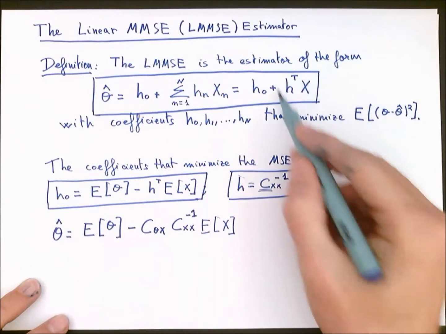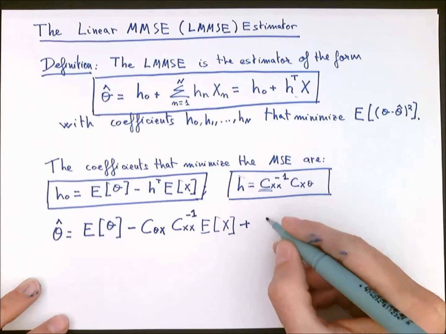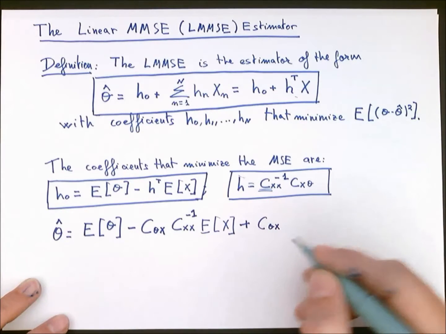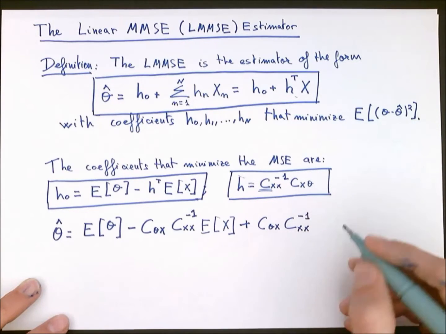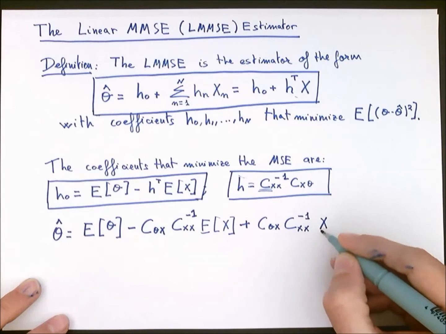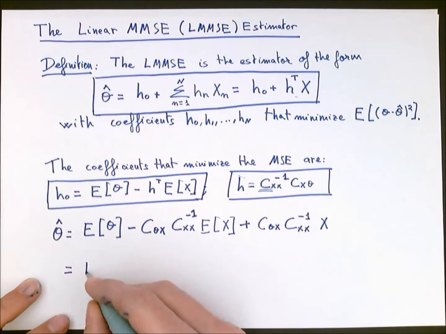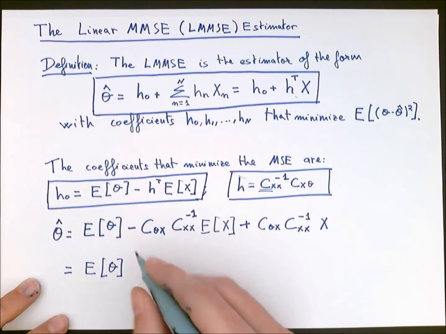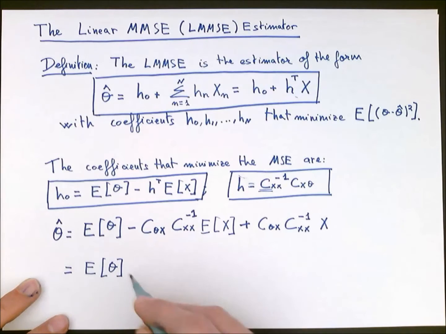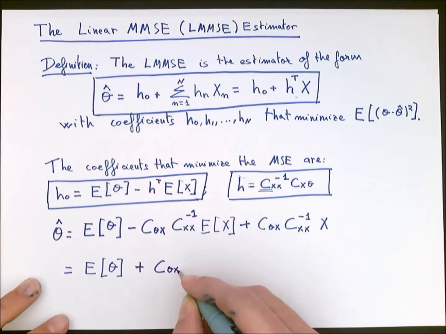And then for the other term, the term in which we have h transposed multiplying X, again, we get the covariance between theta and X. It's a covariance vector. The covariance matrix of X, which multiplies the vector of data. I can group terms here and give it another form, which may be a bit more insightful, in which the estimator is simply the mean of theta, to which we add the following term.